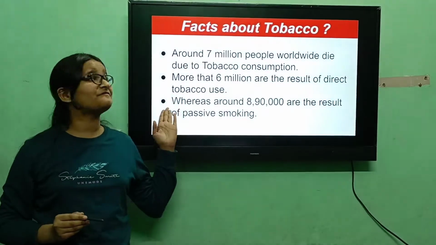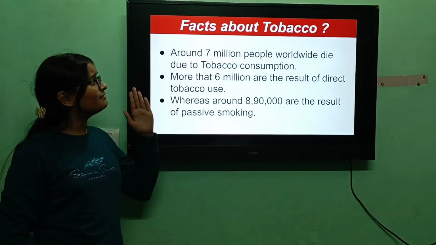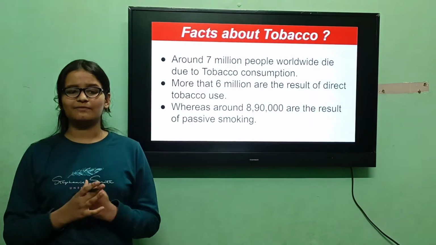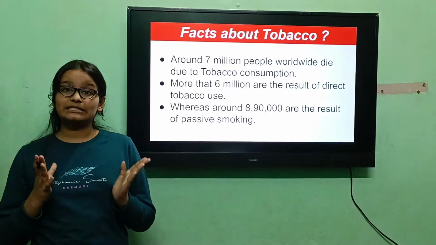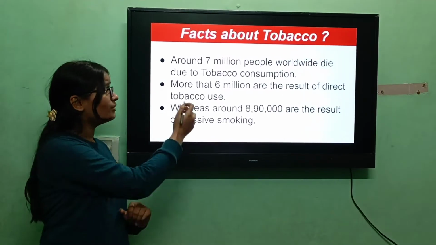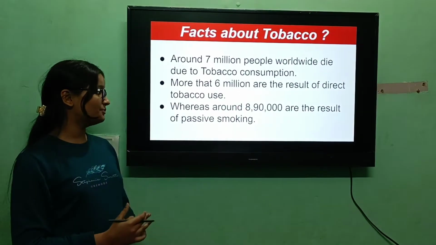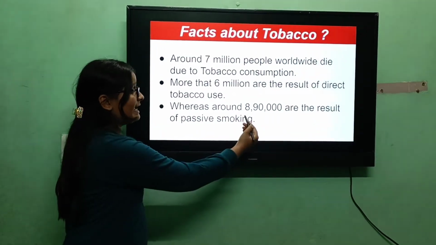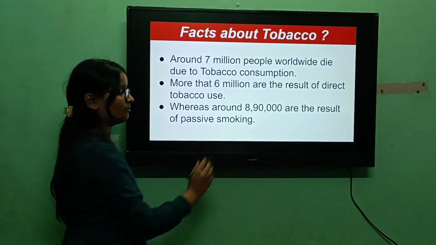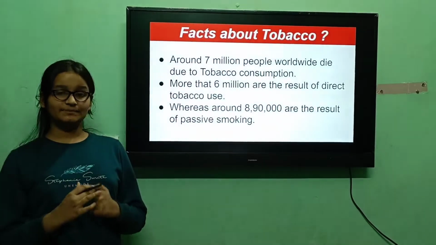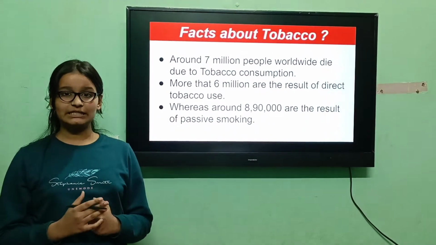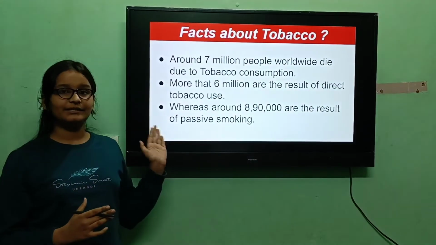Now let's see some facts about tobacco. Around 7 million people worldwide die due to the consumption of tobacco. More than 6 million are the result of direct tobacco use, whereas around 890,000 are the result of passive smoking. Passive smoking means smoking through others' smoke.